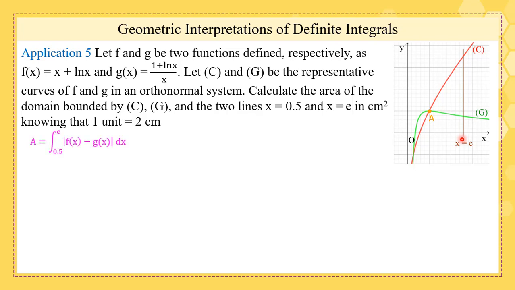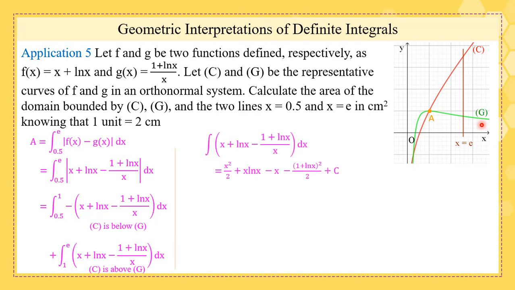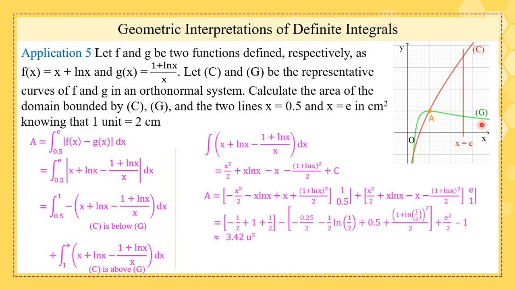Solution: A equal the integral from 0.5 to e of the absolute value of f of x minus g of x dx, equal the integral from 0.5 to e of the absolute value of x plus ln x minus (1 plus ln x) over x dx. First, between 0.5 and 1, we have C below G. Then, when we remove the absolute value, we multiply by minus. Between 1 and e, C is above G. Then, we remove the absolute value without any change. We complete. We get 13.68 centimeters squared.